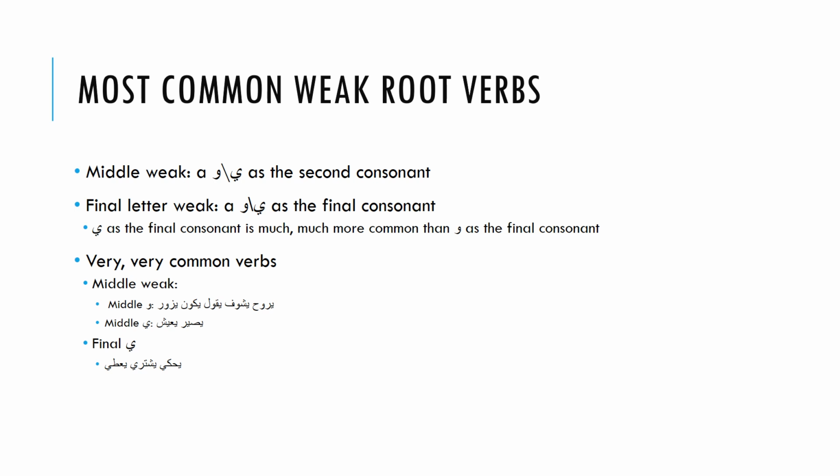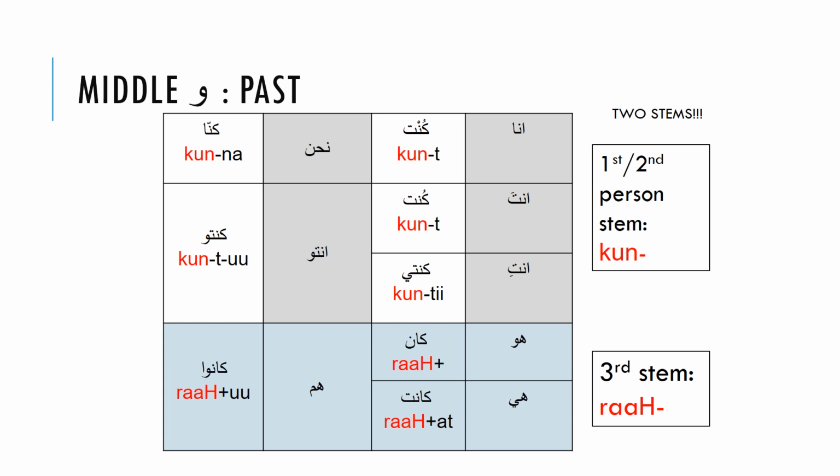And then the final yeah verbs are very common and very important. So we learned yati this semester, to give, yashteri, to buy, yahki, to speak. These are all really important verbs, obviously, and they have this weird final yeah thing. So let's go into the details of what makes these common weak roots kind of confusing. Let's start with the middle wow in the past tense.